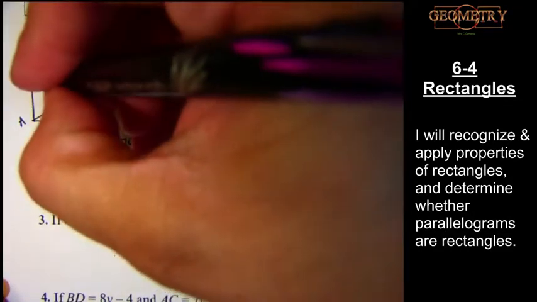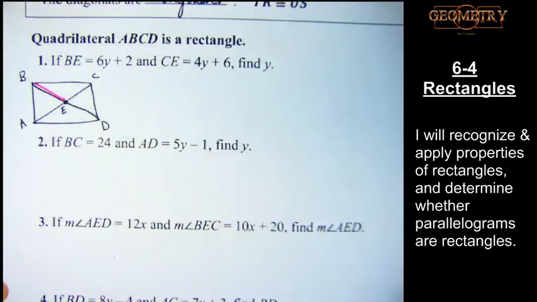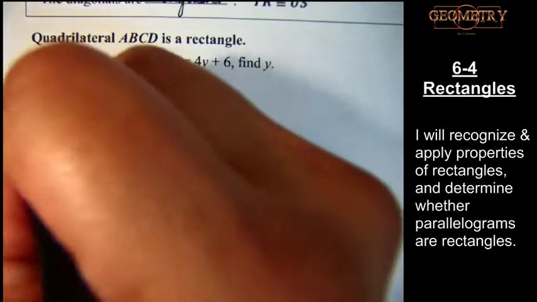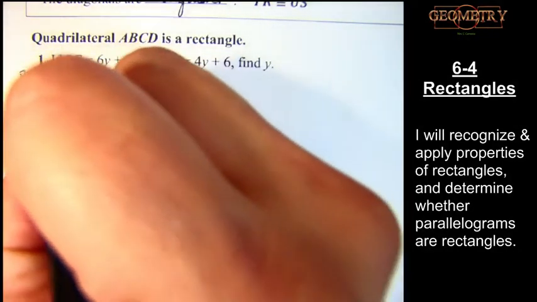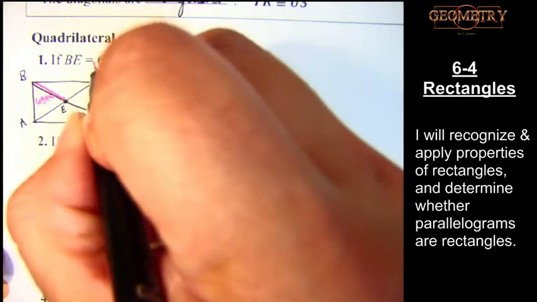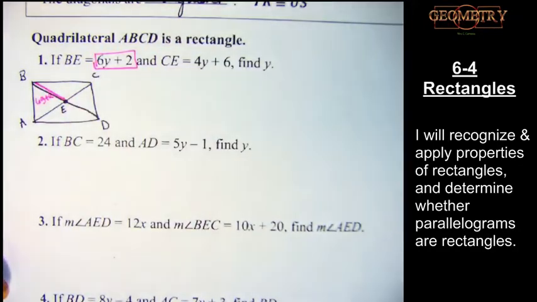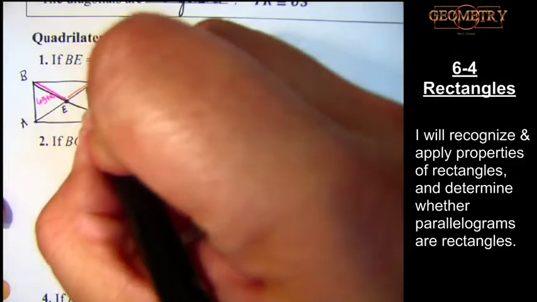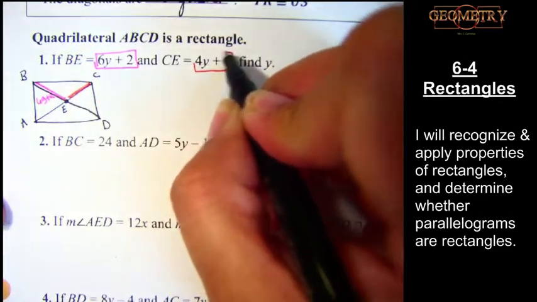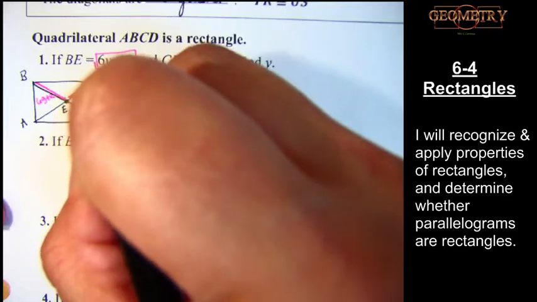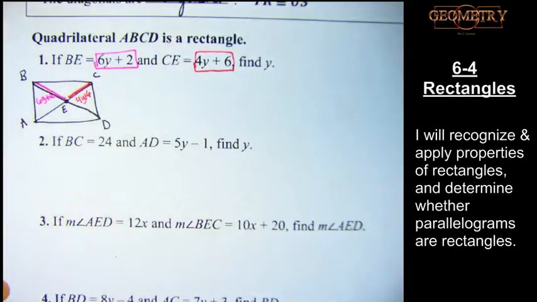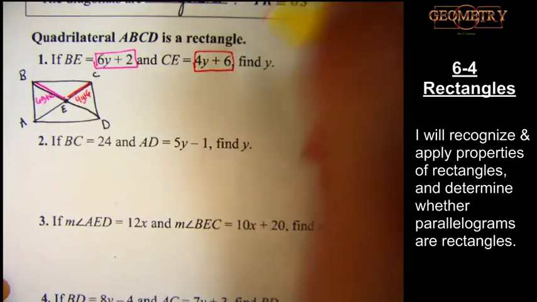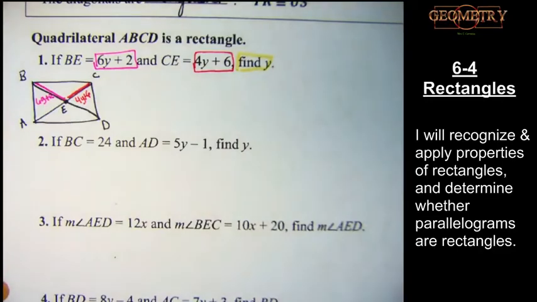And so now I have a line segment BE. This line segment BE has a measure of 6y plus 2. And then I have another line segment, CE, and its measurement is 4y plus 6. And we want to find the value of y.